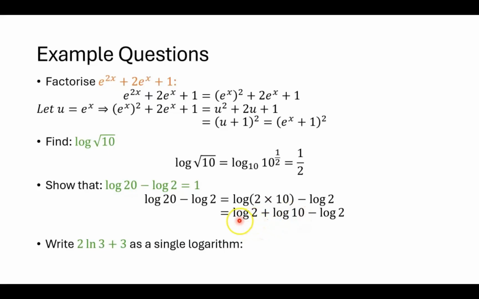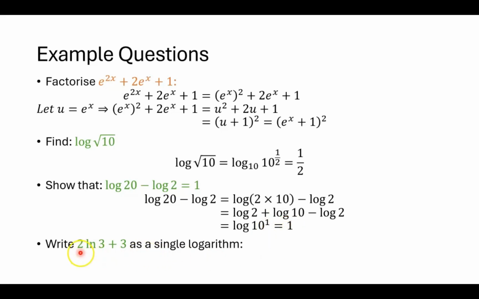You can see the log of 2 with this minus log of 2, they cancel out straight away, and all you're left with is log of 10. Basically 10 is the same as 10 to the power of 1. So the log and the base 10 cancel, and it leaves you with 1. This is exactly the same thing as the right hand side.